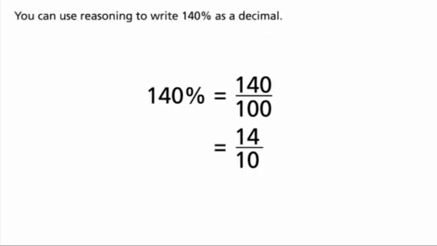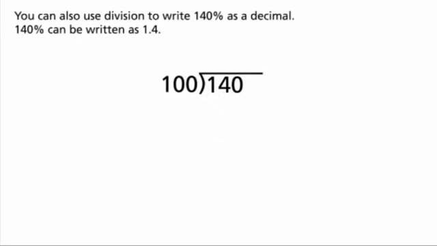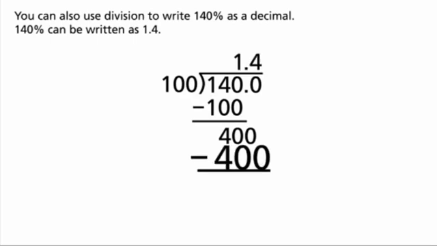You can use reasoning to write 140% as a decimal. You can also use division to write 140% as a decimal. 140% can be written as 1 4/10.